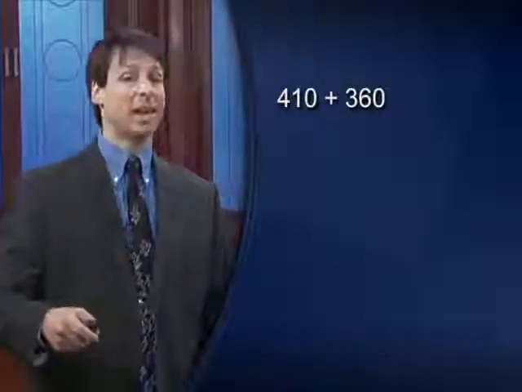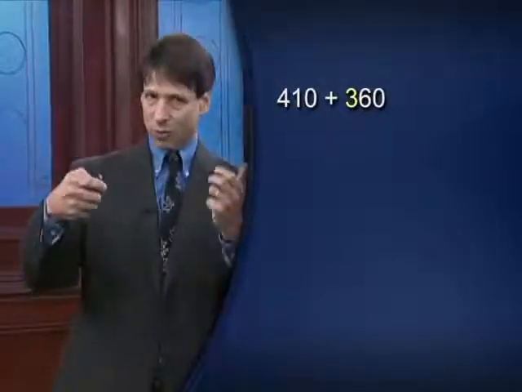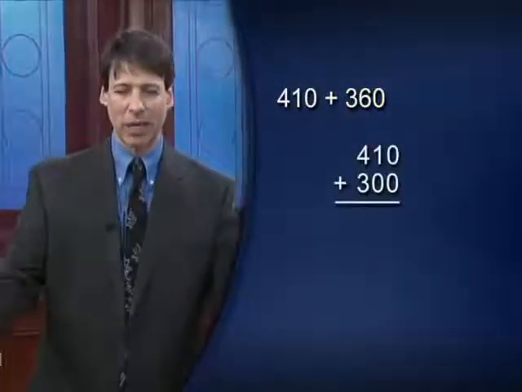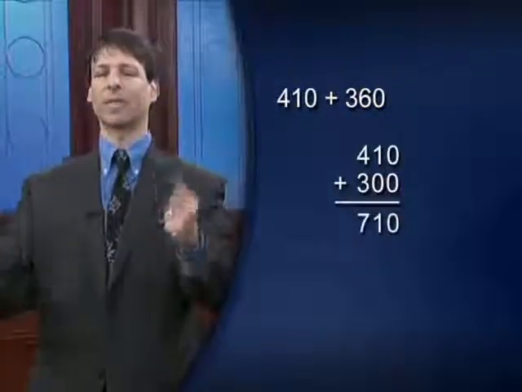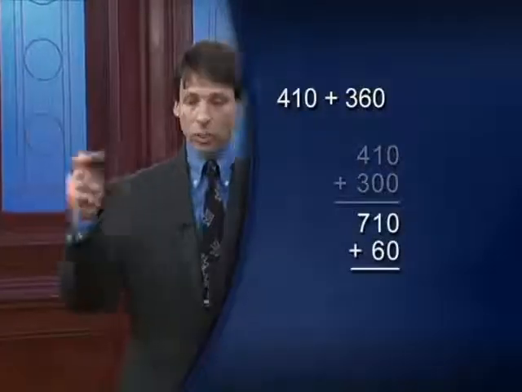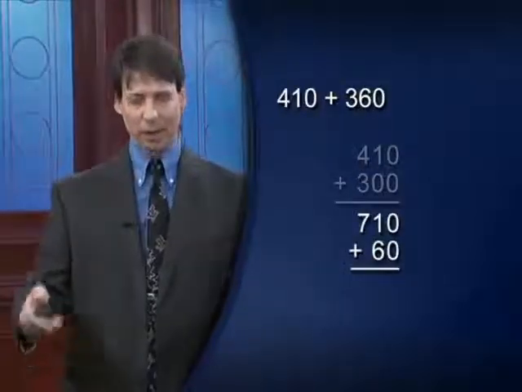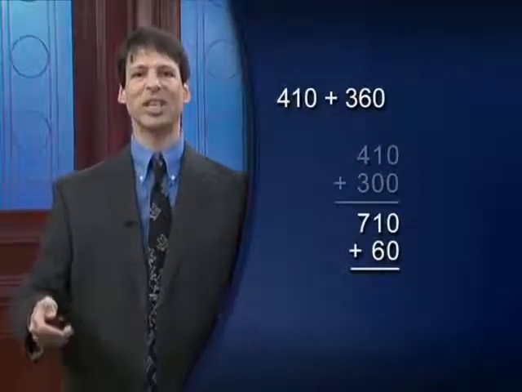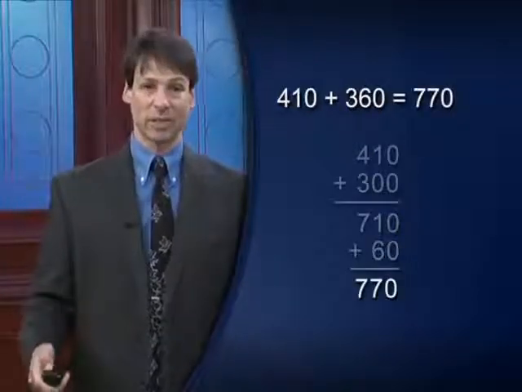For example, if a fast food restaurant sells a hamburger with 410 calories and a bag of French fries with 360 calories, then the total number of calories would be 410 plus 360. We're going to add 300, then add 60. 410 plus 300 becomes 710 plus 60. You could pause. You have a simpler problem now. 710 plus 60 is 770.